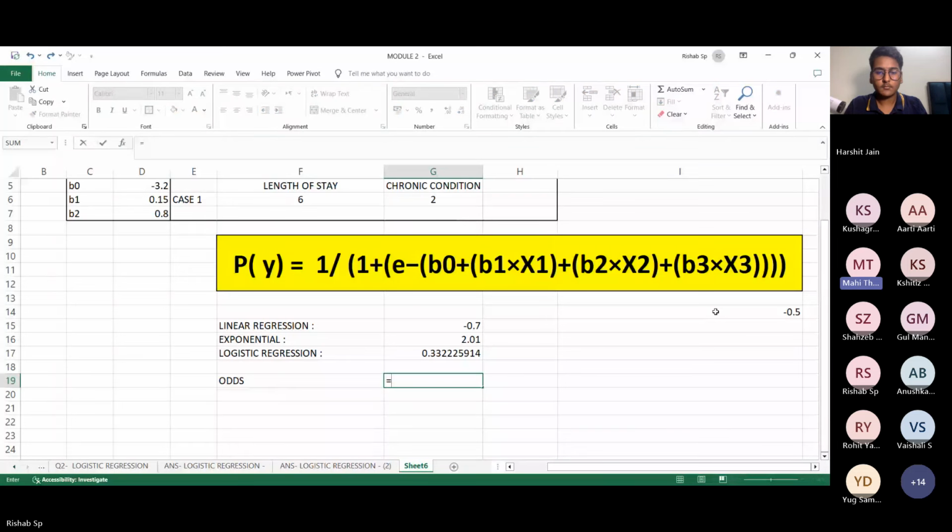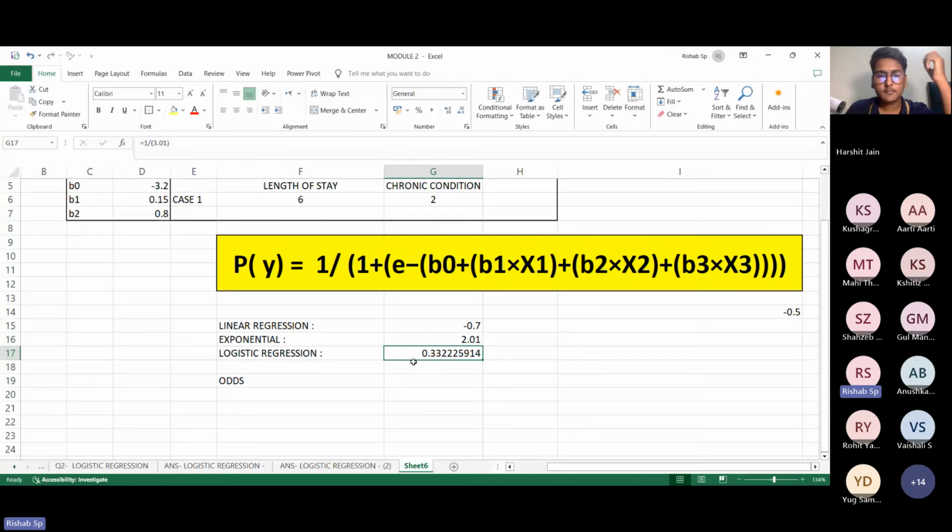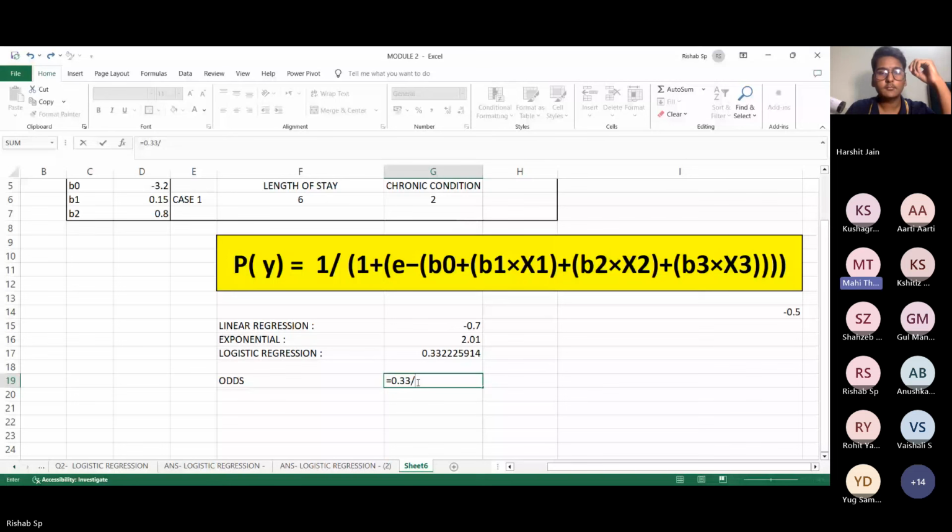How can we figure out the odds from this data? No, we already have the probability, right? Yes, 33%. So using this probability, we can find the odds. For odds, we only need the probability. Okay, I understood.